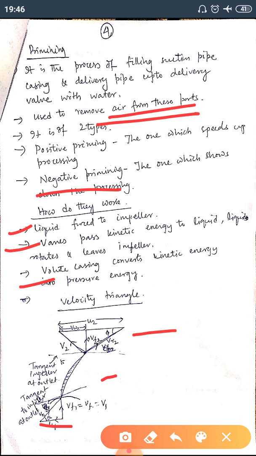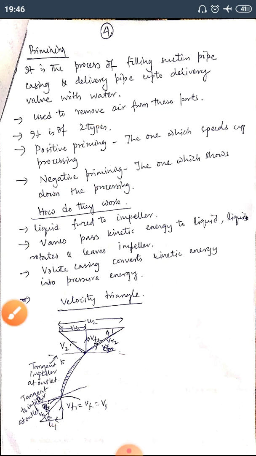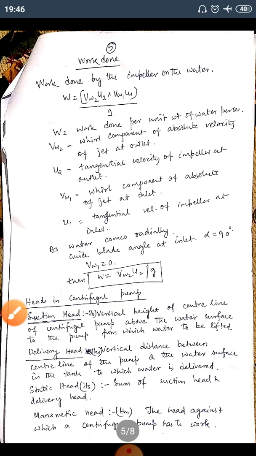Next we'll see about the work done. What is work done in case of centrifugal pumps? Work done will be by the impeller on the water, and W is the work done. W is equal to (Vw2 U2 ± Vw1 U1) divided by g. Already I have told you all the terminologies. This is the formula: U1, U2, Vw2, Vw1, W. Here is written all about these terms.